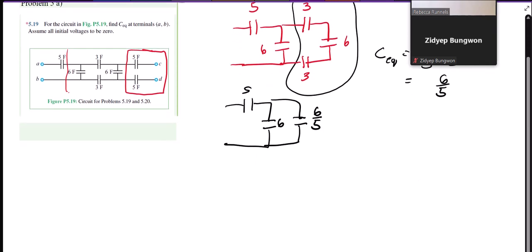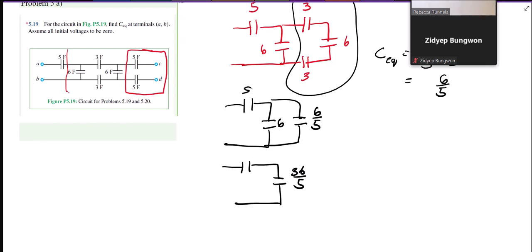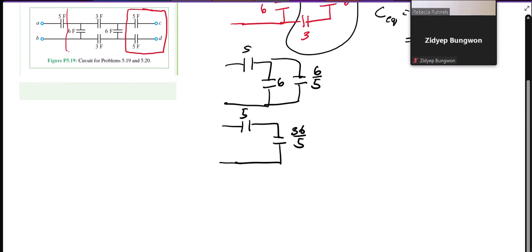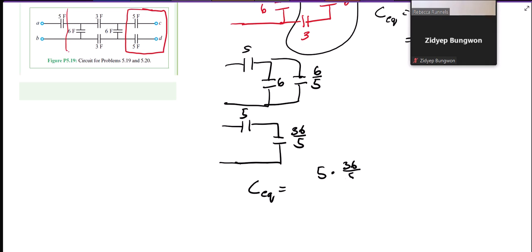it's equivalent to this. Now we have those capacitors in parallel, and when they're in parallel, we can just add them. So 6 plus 6 over 5 is 36 over 5. And this is 5. Now I have capacitors in series again, and there's just 2 of them, so I can use product over sum. So 5 times 36 over 5 over 5 plus 36 over 5, and that equals 2.95 farads.